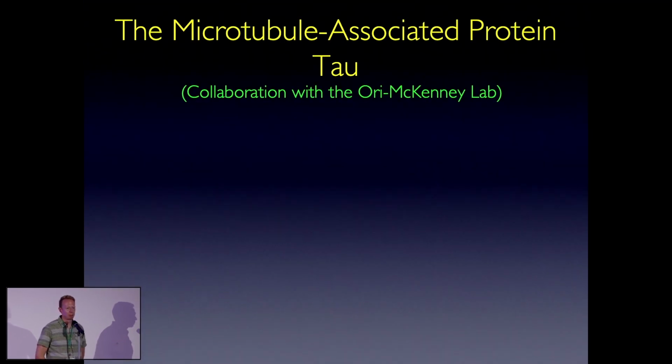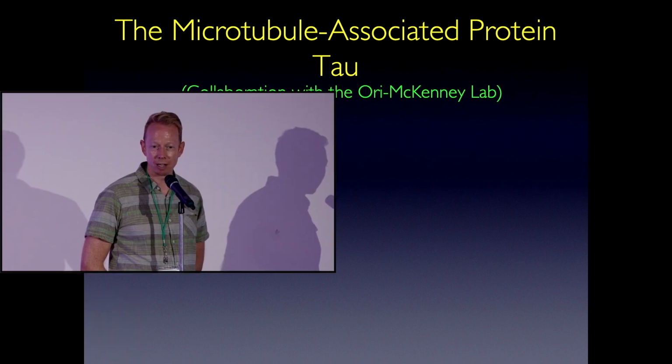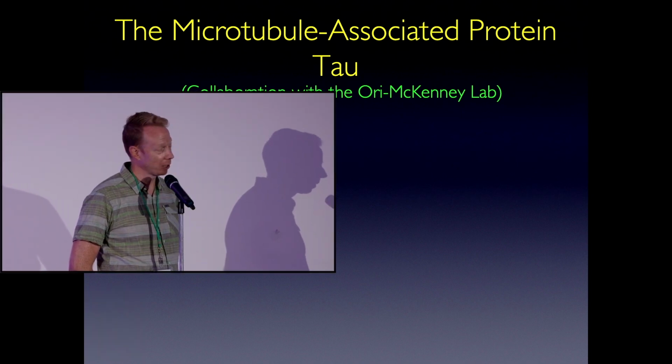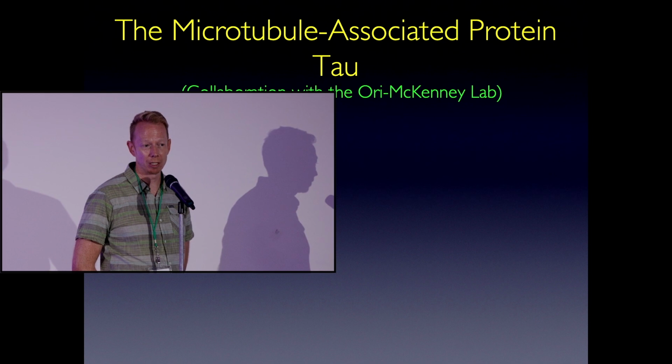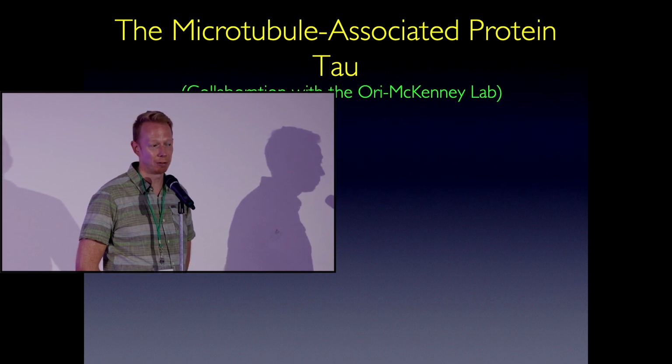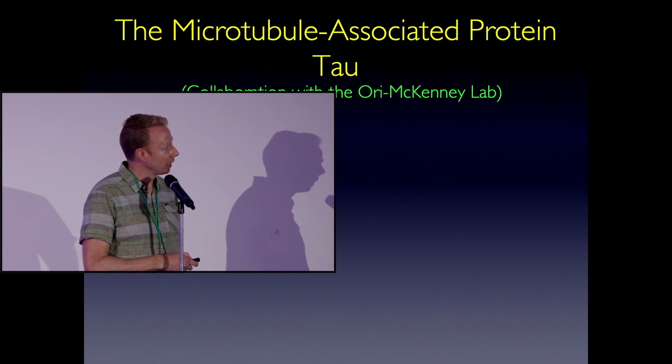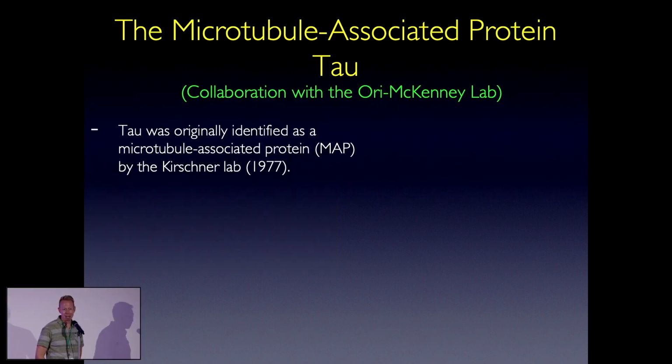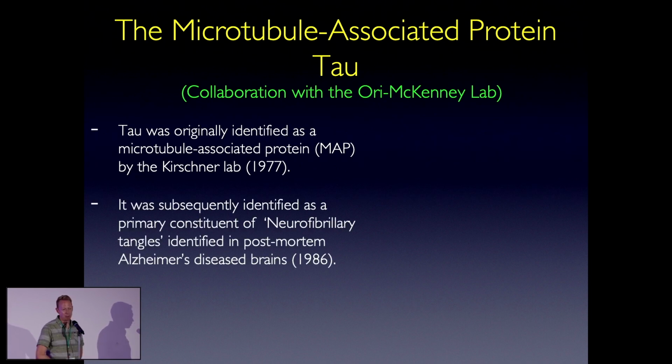Okay, so I want to tell you a little bit about the projects that Kassandra and I have worked on related to microtubules, and in particular the microtubule-associated protein called tau, which is a very famous protein because it's implicated in Alzheimer's disease. Tau was originally identified as a MAP, or microtubule-associated protein, in 1977, so we've known about it for quite a long time. It became very famous in the 1980s when it was discovered that tau was the primary component of the tangled plaques found inside of Alzheimer's disease brains.